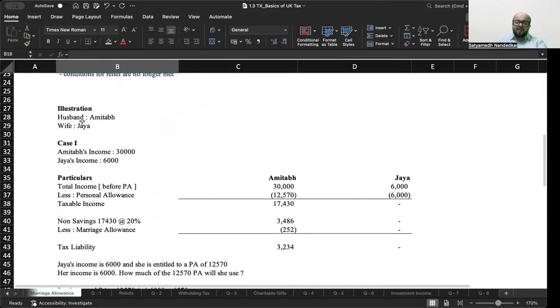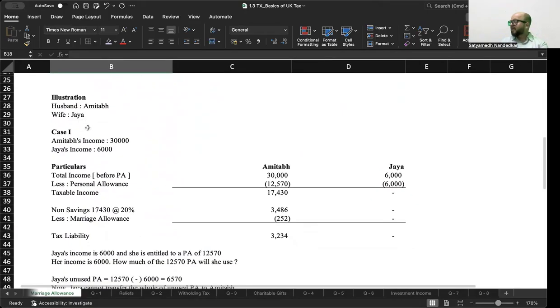Now, there's a husband whose name is Amitabh and the name of the wife is Jaya. The wife is an extremely angry person who keeps on snapping at no reason. For no reason, she keeps on yelling at people. And Amitabh doesn't seem to care.